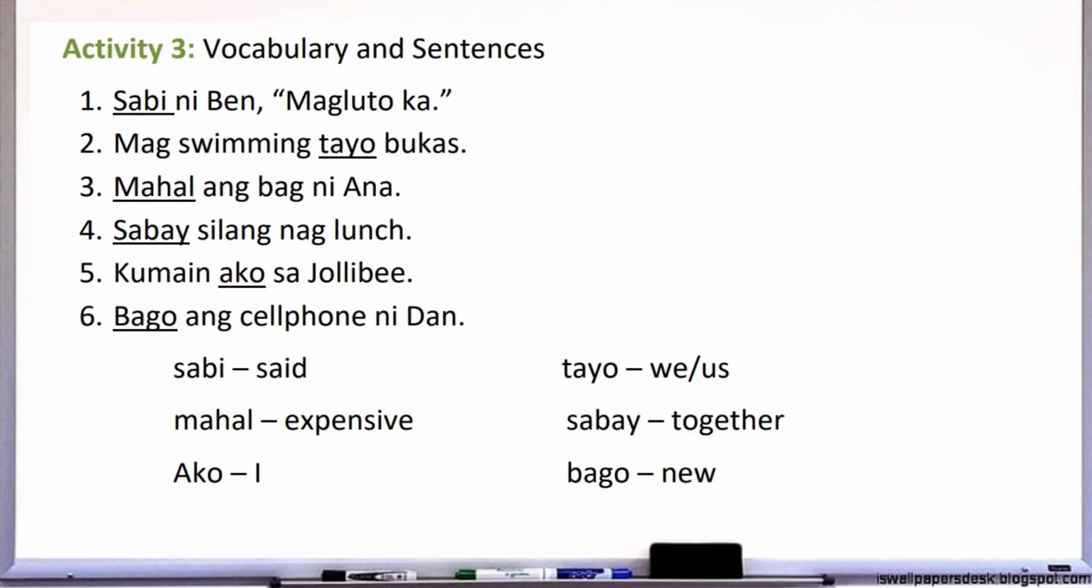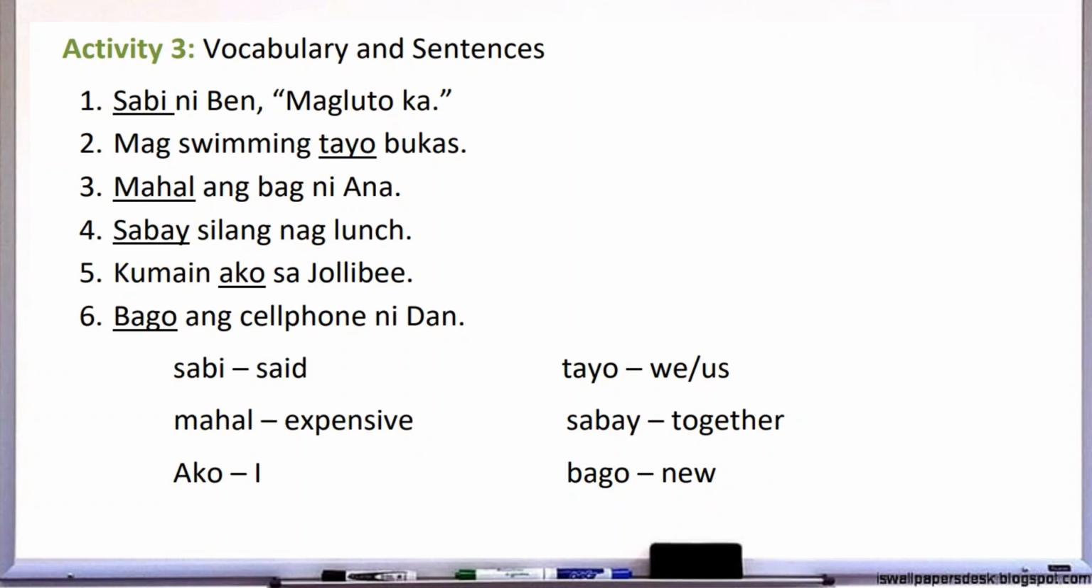Okay, so I hope you enjoyed that one. So we can move to our third and last activity. This one is just the vocabulary words that I gave you in lesson 5. And of course, I use them in a sentence. But I don't want to give you a hard time on this one. So I put in the English term for every vocabulary word that we had.